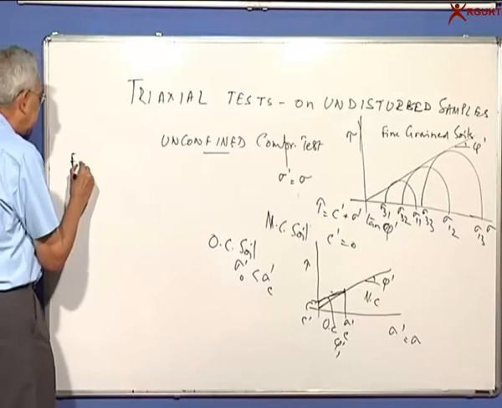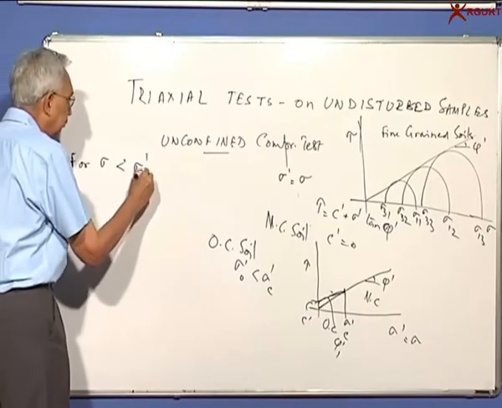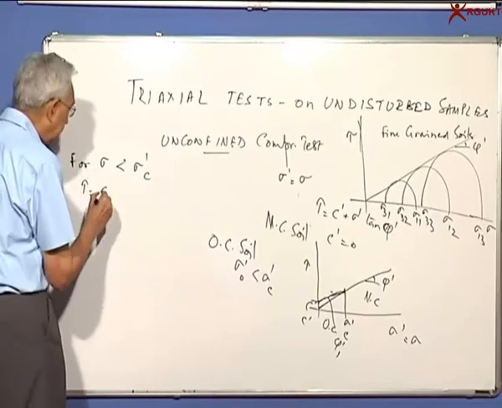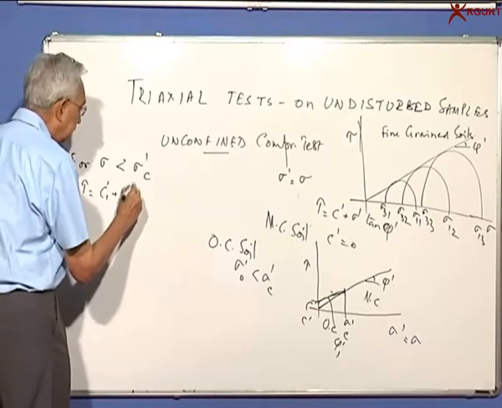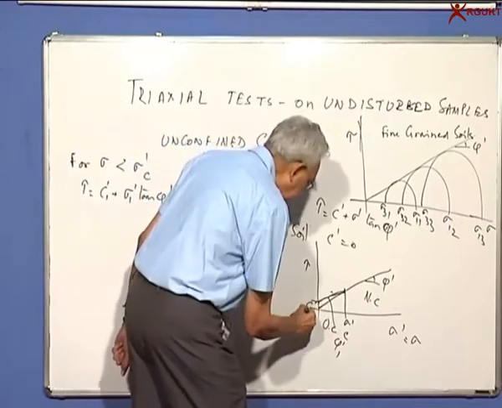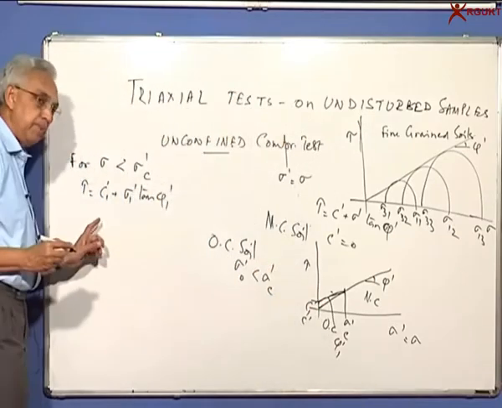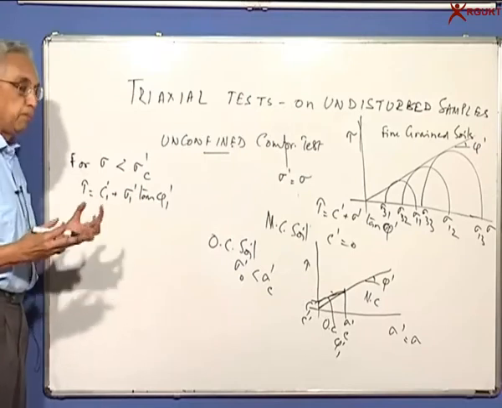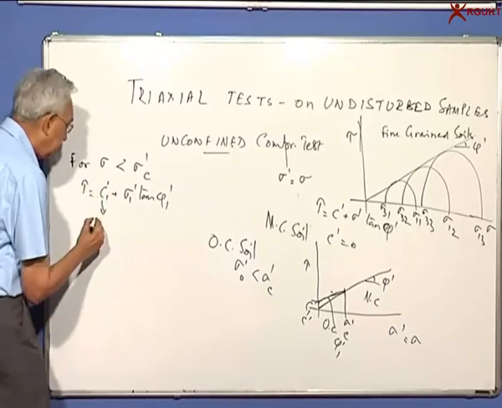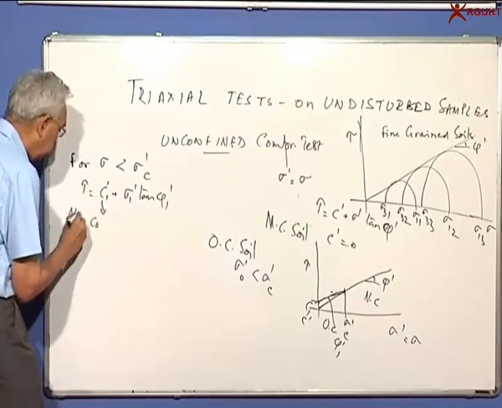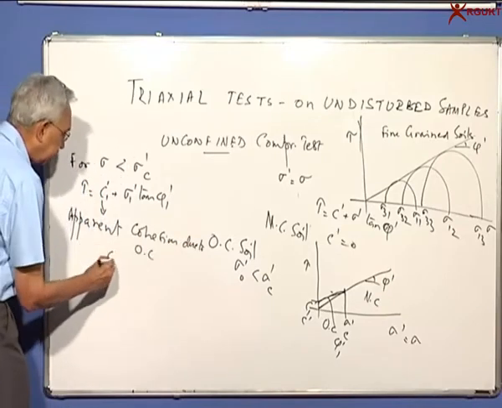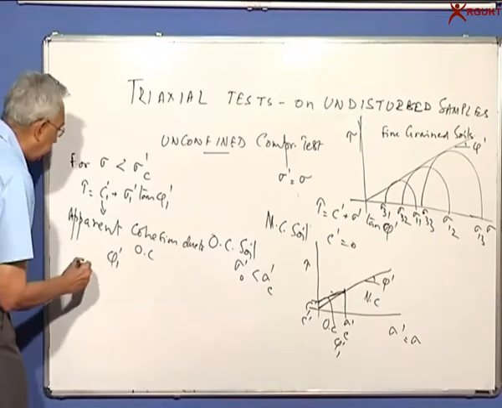for stresses less than the maximum past pressure, tau is equal to c1 prime plus sigma 1 prime tan phi 1 prime. So here let me call this c1 prime. So it is kind of an apparent cohesion because of the over-consolidation effect. This is not necessarily true cohesion, but this is apparent cohesion due to over-consolidation. And the friction angle is phi prime 1.